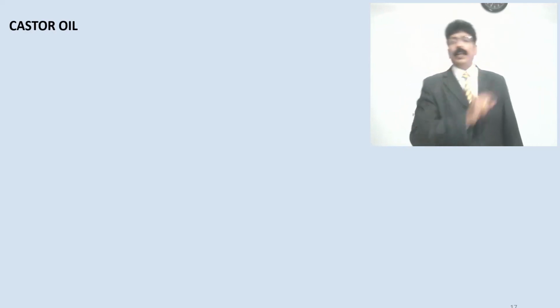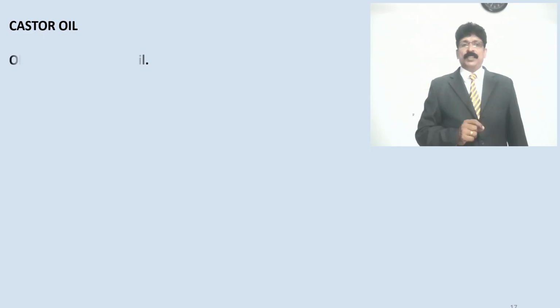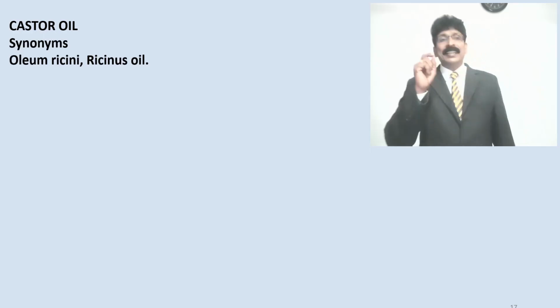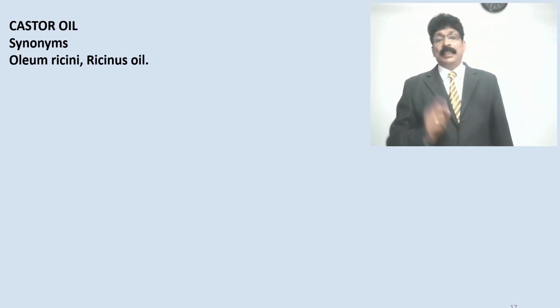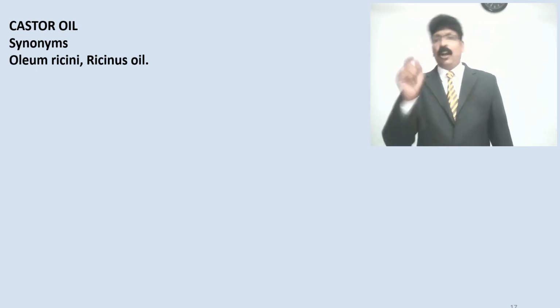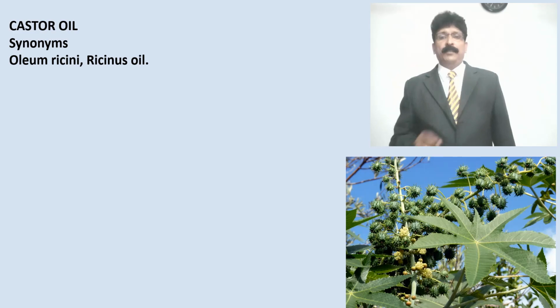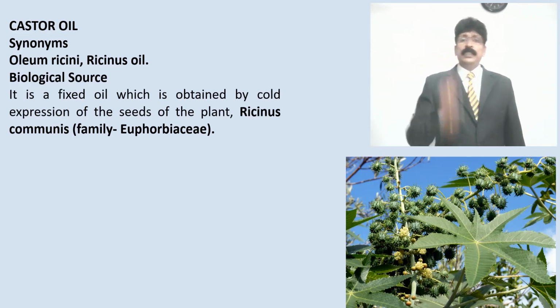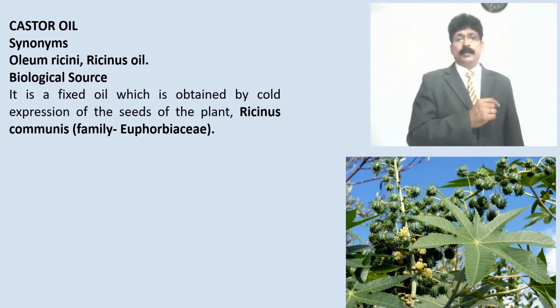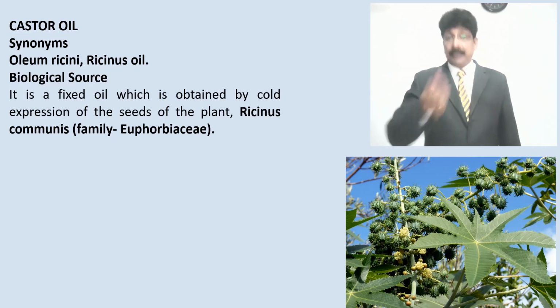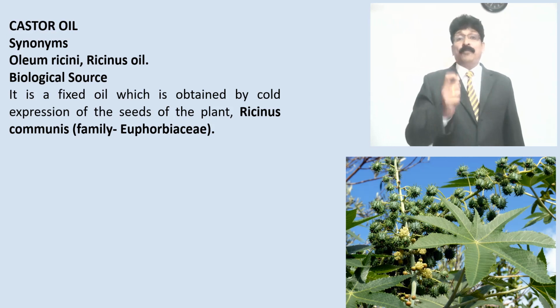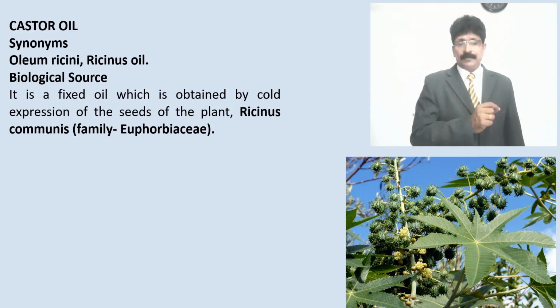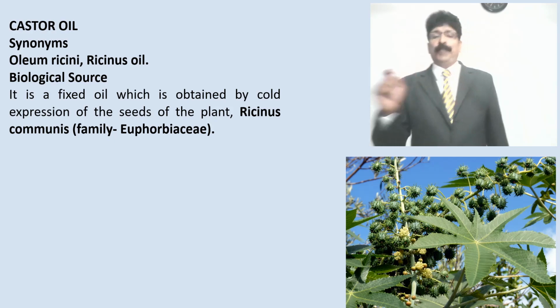Castor oil, number 2 is castor oil, the drug which you have to study. Synonym: oleum ricini, ricinus oil. You know this plant very well, castor oil. Botanical source: it is a fixed oil obtained by cold expression, by compression of the seed of the plant Ricinus communis, family Euphorbiaceae.